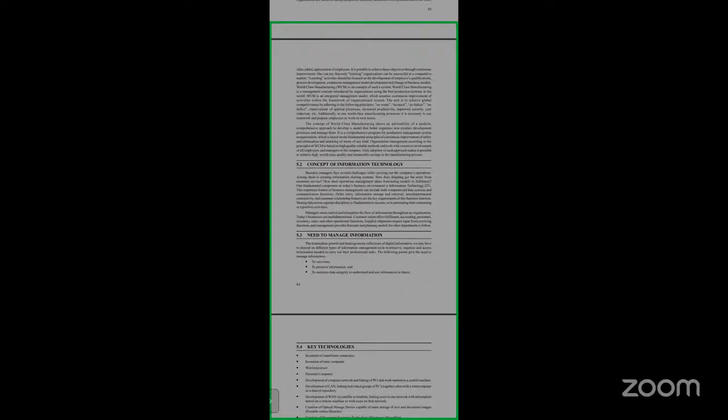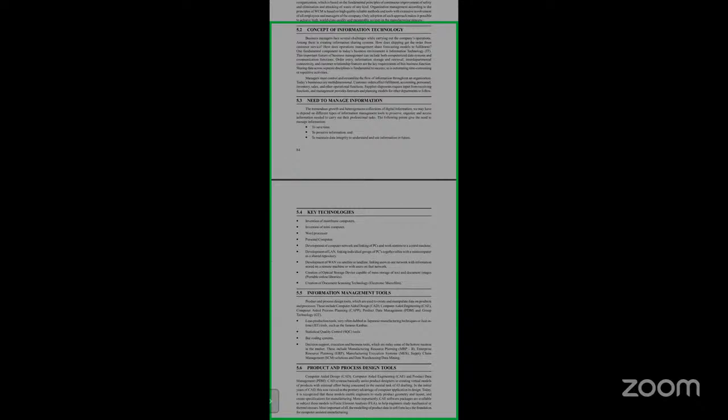So now a point arises: do we need to manage information? Yes. Digital information or data, nowadays we call it data science or data analytics, all says that it's important to manage information. Why? To save time, to preserve information, to maintain data integrity, and to understand and use information for future purposes. So, what are the key technologies being used?